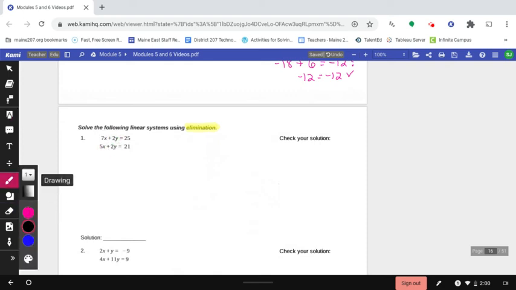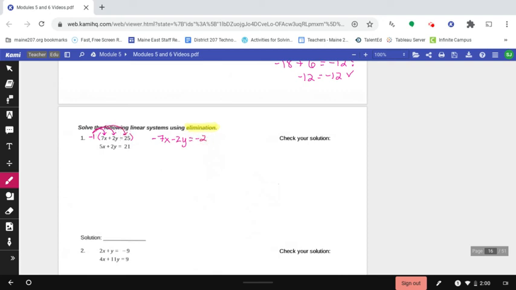So what I'm going to do is multiply my first equation here by a negative 1. And the reason I choose to do that is because, like I said, I have a positive 2y and another positive 2y. If I could make one of them negative, they would be additive inverses. So to make it a negative 2, all I have to do is multiply the equation by a negative 1. I'm going to take this negative 1 and distribute it inside. So I'm going to get a negative 7x. Negative 1 times positive 2y is a negative 2y. And then negative 1 times positive 25 is a negative 25.